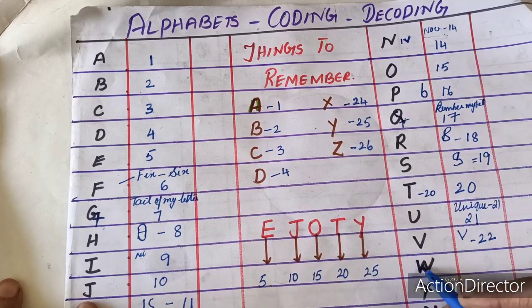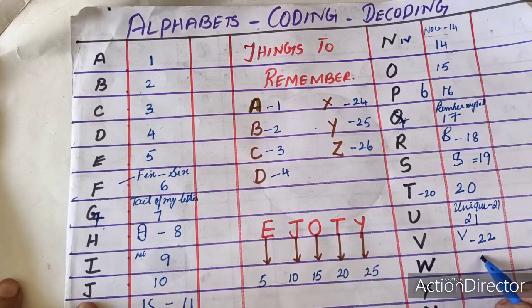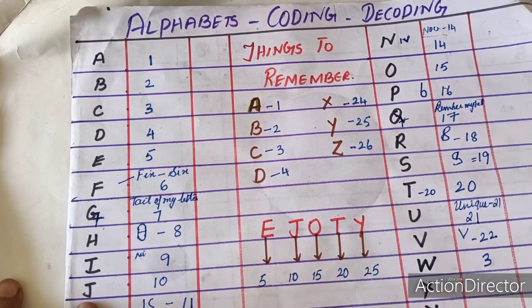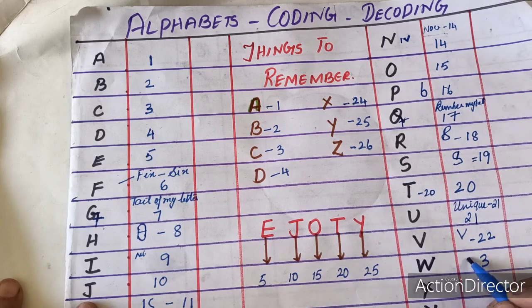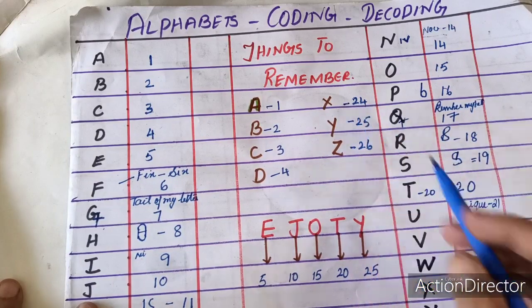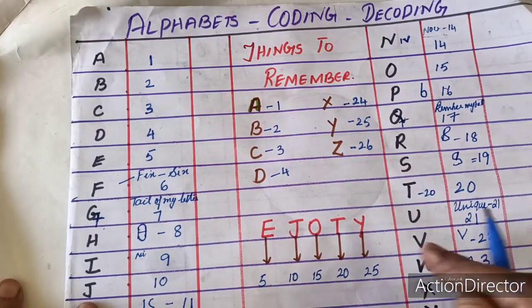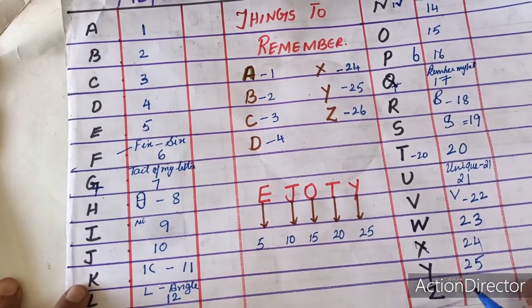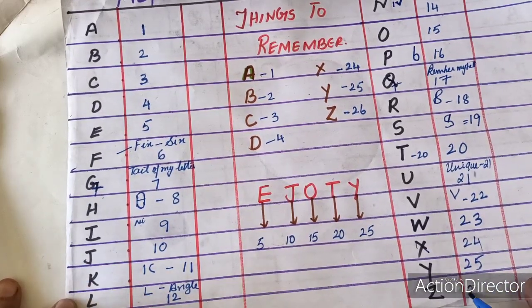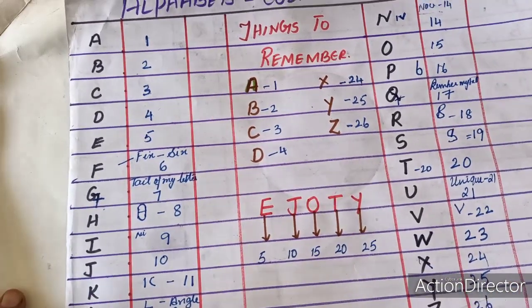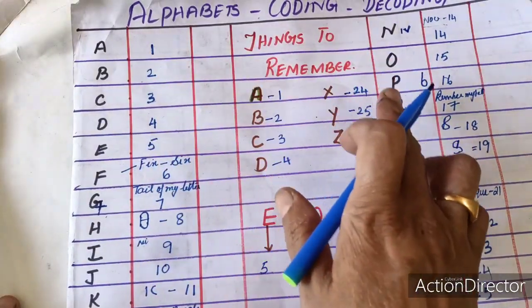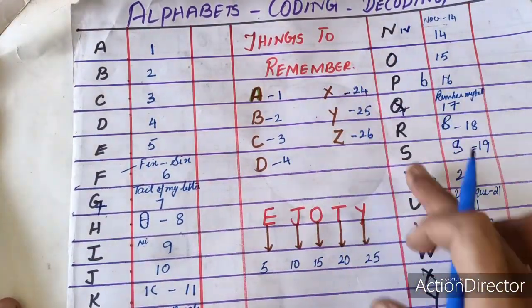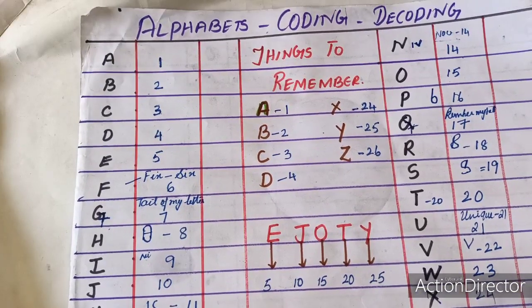And W again, it looks like 3, but obviously it cannot be 13, so it is 23. And you already remembered X. X is 24. Y is in HOT also, 25. And Z is the last letter of the alphabet, which is 26. Hope now it's very easy for you to remember all the numbers for all these alphabets.